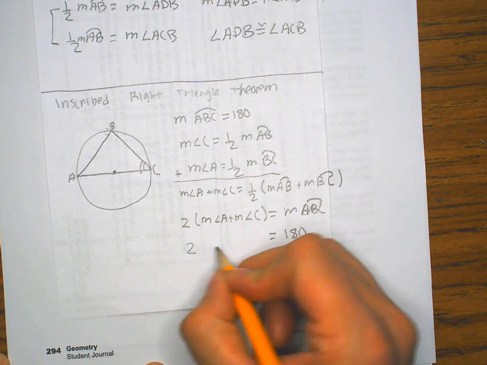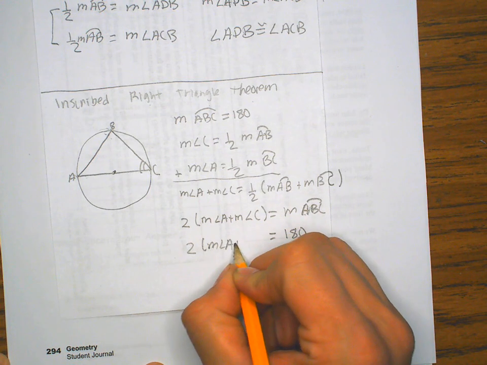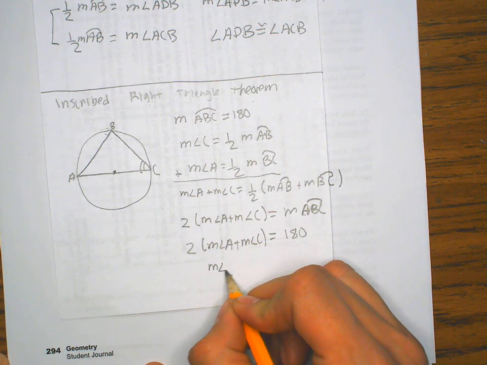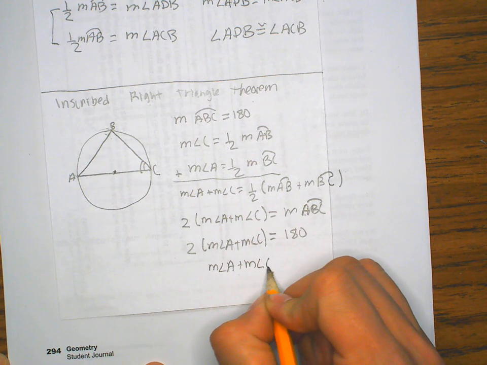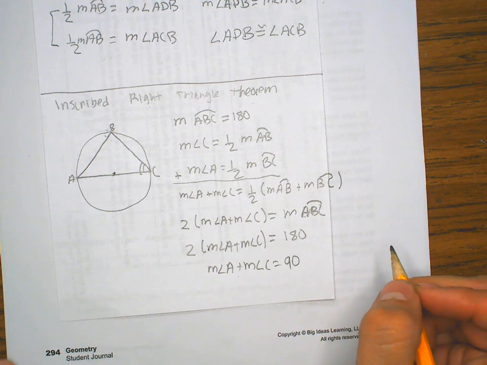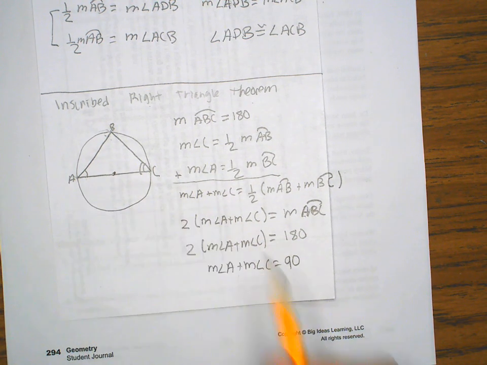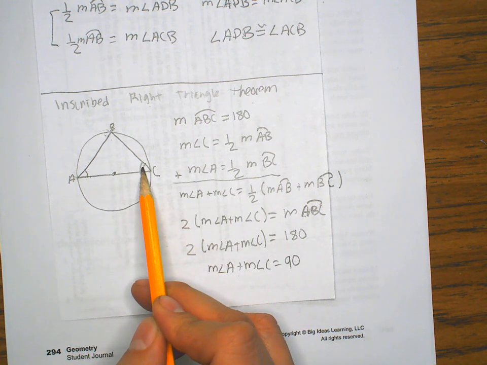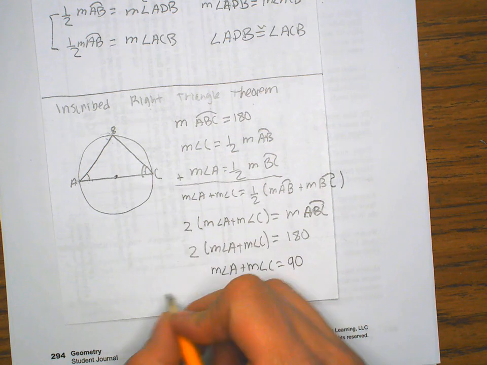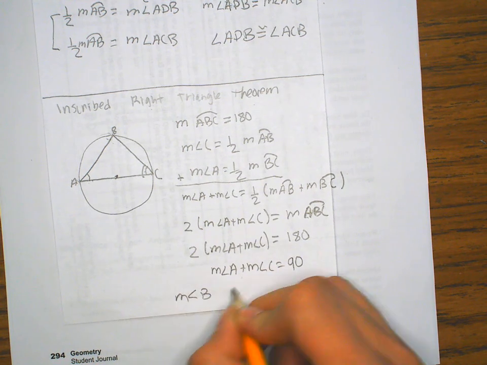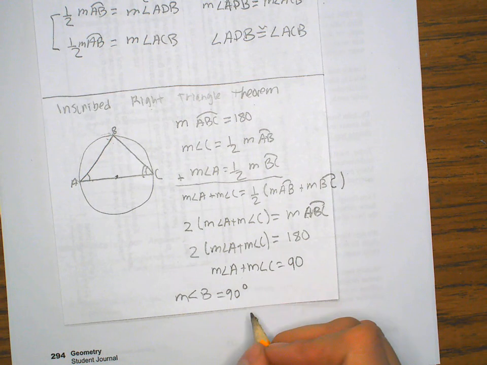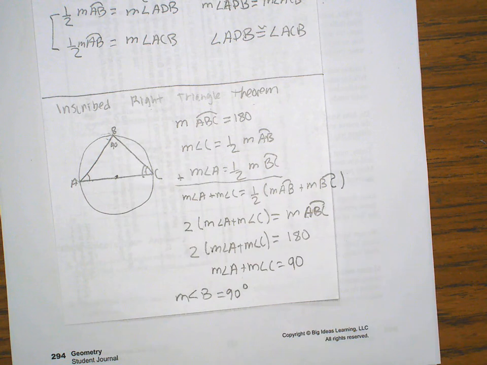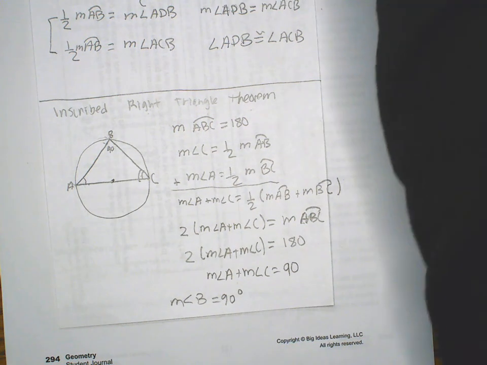So that's going to be 2 times the measure of angle A plus the measure of angle C. Now, when you divide both of these by 2, you get the measure of angle A plus the measure of angle C equals 90 degrees. If you think about this, these are the acute angles, and their sum is 90 degrees. So by the triangle angle sum theorem, angle B is going to be 90 degrees, therefore making that a right triangle. So we calculated that to be 90 degrees. Therefore, it is a right triangle.